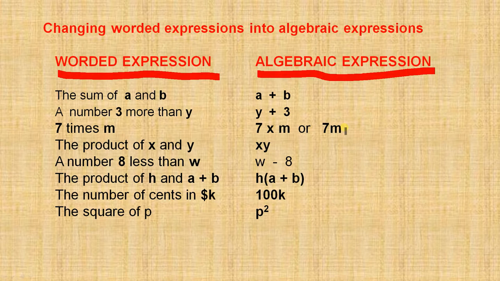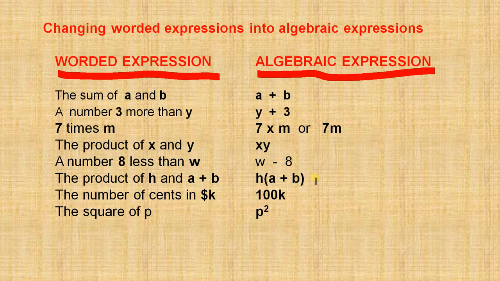The next one, 7 times m. Times is obviously multiplication, so it's 7 times m or 7m. That's the short way of writing it. The product of x and y, product means multiplication, so it's xy. That's the same as x times y. A number 8 less than w. Normally when you see the words less than, that just means subtraction, which means smaller than, by some particular number. And in this case it's by 8.